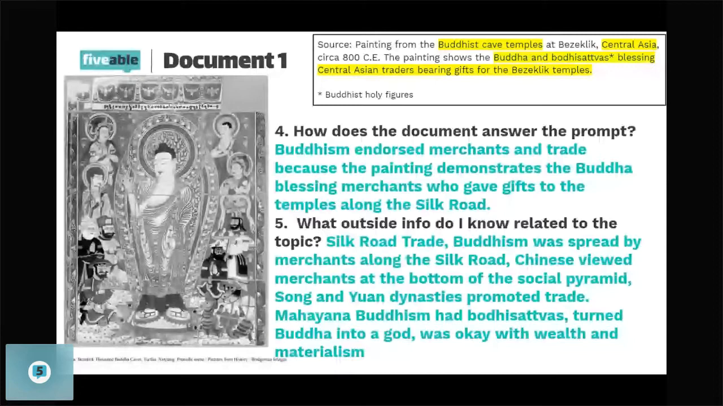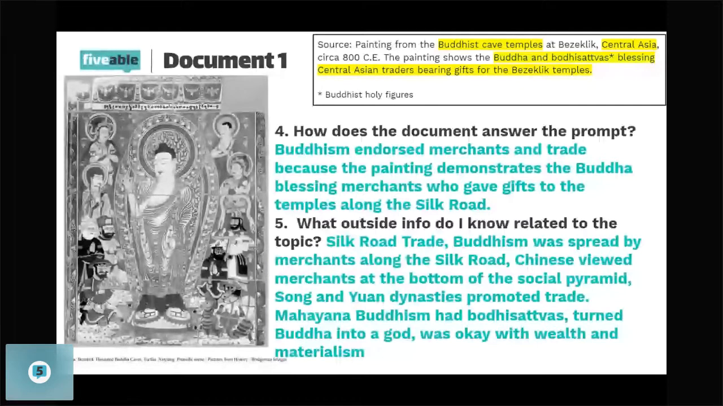Okay, so this was a good one, I thought, for outside info. Now, you only have to do the outside information once in your entire essay. I encourage my students to do it as much as they can, but there are going to be some documents where you're like, I don't know anything about that. I can't relate it to anything. If you do it once and it's a good thorough sentence or a couple sentences, you'll get the point. You don't get the point for just mentioning a place or one little fact. You've got to explain it. So what is some outside information that I know? Well, I know the Silk Road trade: Buddhism was spread by merchants along the Silk Road.